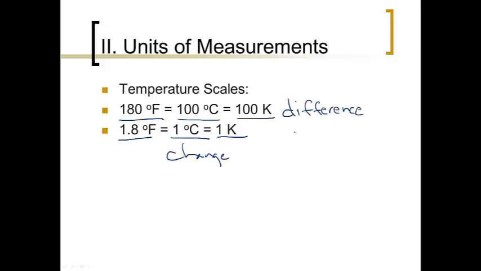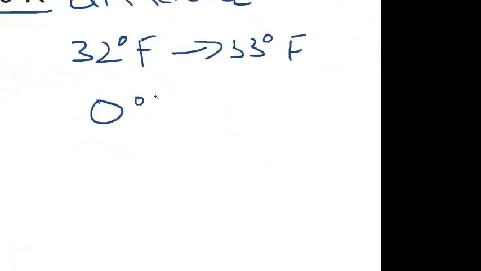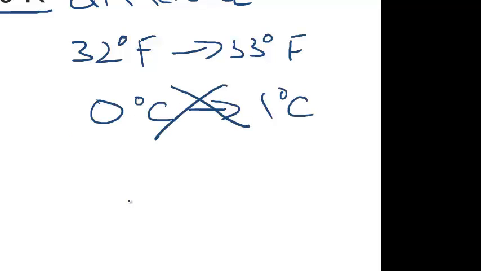So, in other words, if you went from 32 degrees Fahrenheit to 33 degrees Fahrenheit, you did not go from 0 degrees Celsius to 1 degree Celsius. That did not happen because 1 degree of increment here on the Fahrenheit scale is not the same as 1 degree of Celsius there.